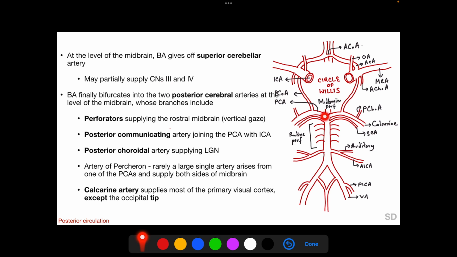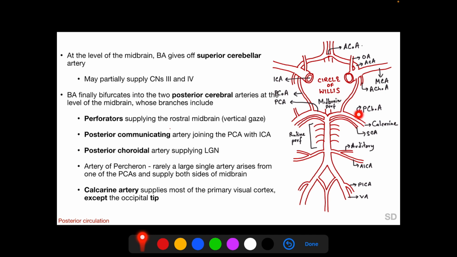Then the basilar artery finally bifurcates into the two posterior cerebral arteries at the level of the midbrain, and the branches of the posterior cerebral arteries include the perforator supplying the rostral midbrain, where the vertical gaze center is located. The posterior communicating artery arises from the posterior cerebral artery and connects the posterior cerebral artery or the posterior circulation with the internal carotid artery of the anterior circulation.